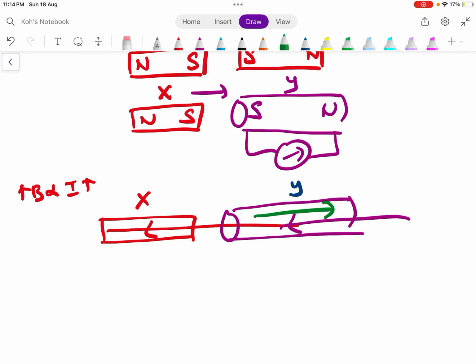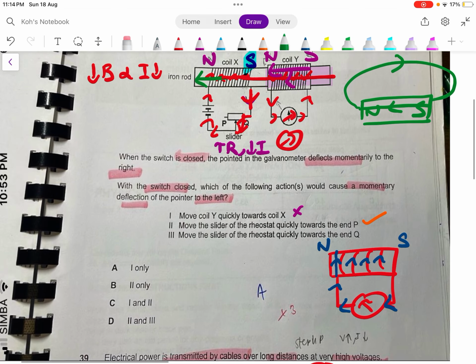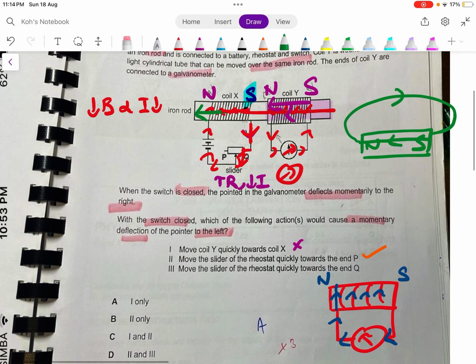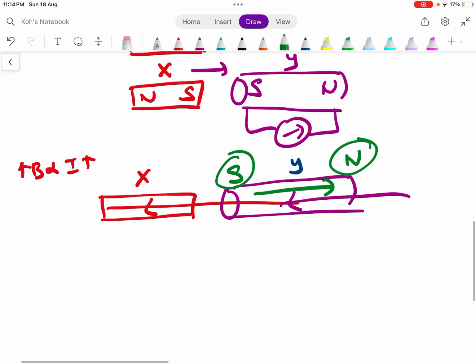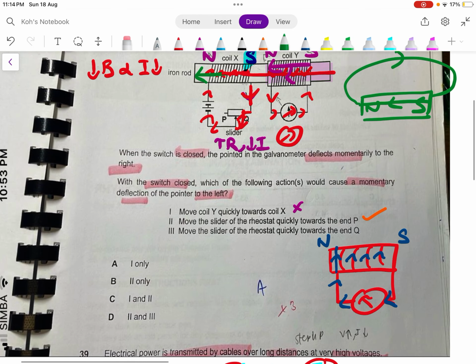The B field, the green color arrow. So this part will be north pole, this part will be south pole. So when this part is north pole and this part is south pole, of course the effect is the same as number 1. So the galvanometer will actually flow in this manner and point towards the right hand side. So that's why for this question, the answer will be 2 only.